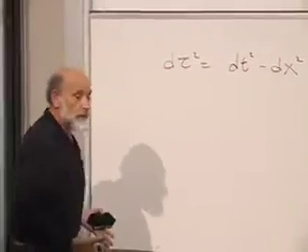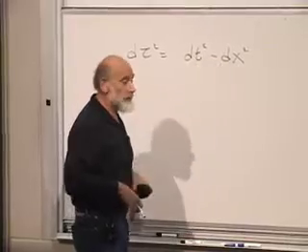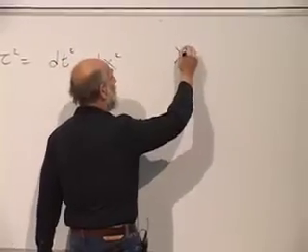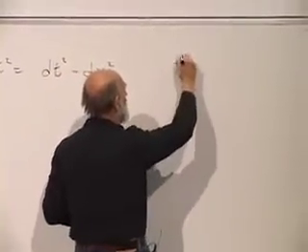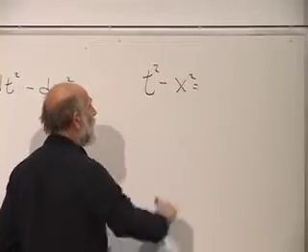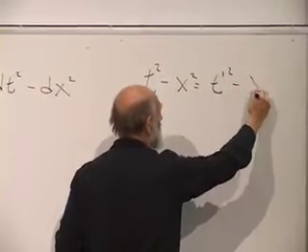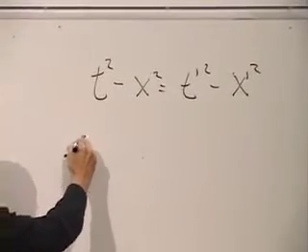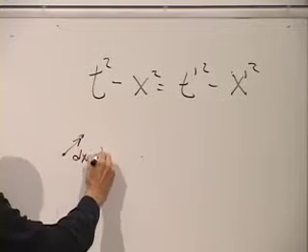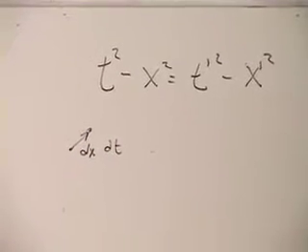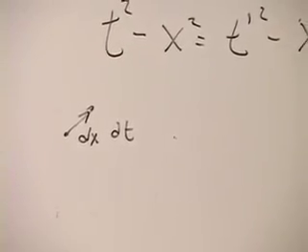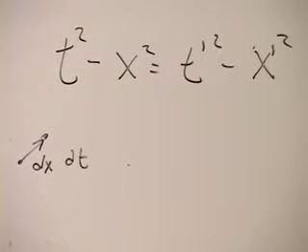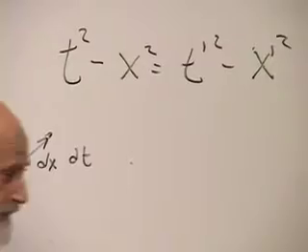If we make a Lorentz transformation to a new set of coordinates, x prime and t prime, then not only is t squared minus x squared equal to t prime squared minus x prime squared, but it's also true of any little differential displacement, dx, dt, that the corresponding quantity, dt squared minus dx squared, is invariant under Lorentz transformations.